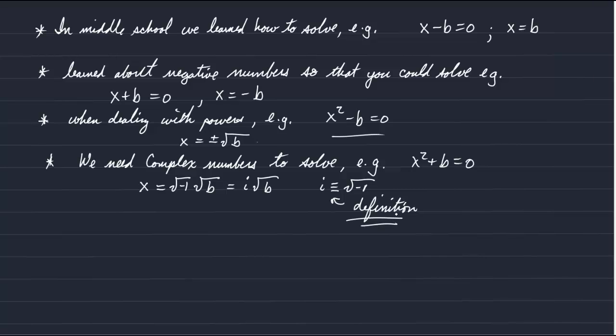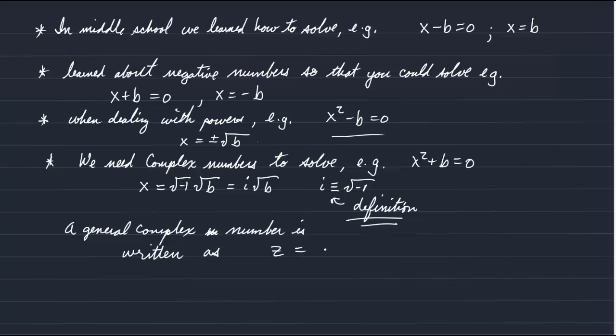Okay, so this is sort of a build-up to the different types of numbers we use. Again, numbers on the positive axis, the negative axis, and finally numbers on the complex plane. So a general complex number is written as, for example, z is equal to x plus i y.